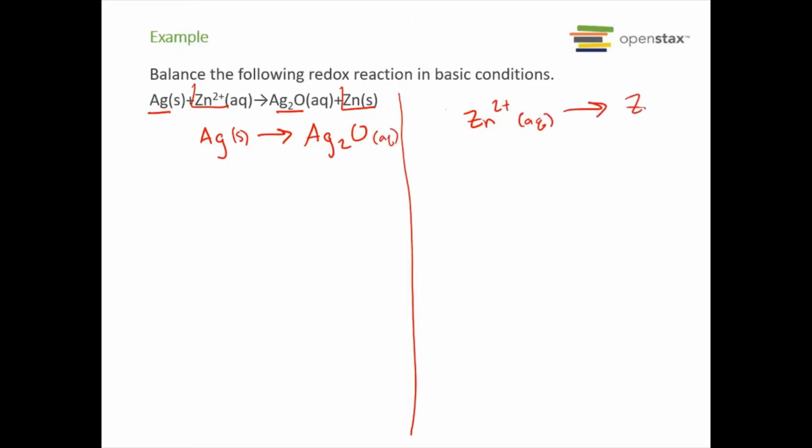Going to zinc solid. Okay, so our first step, balance everything that is not hydrogen or oxygen. So my zinc is balanced, 1 zinc on each side, but my silvers are not. I need to put a 2 in front of this reactant side.